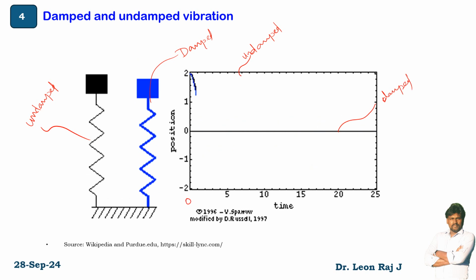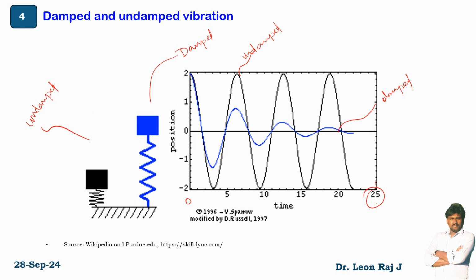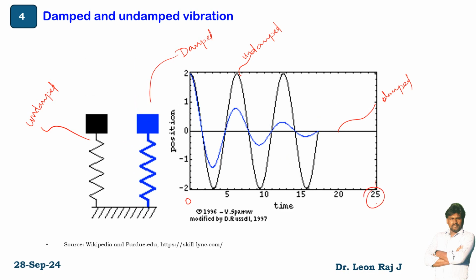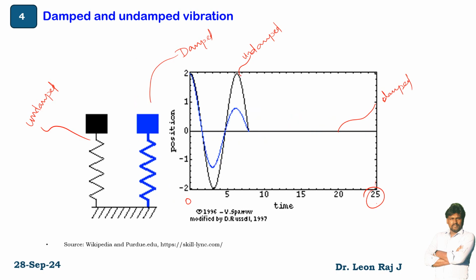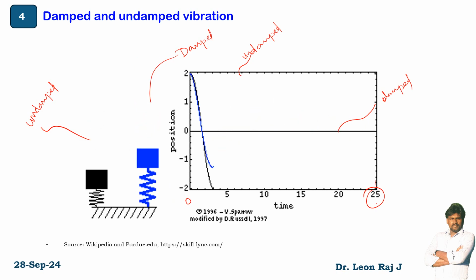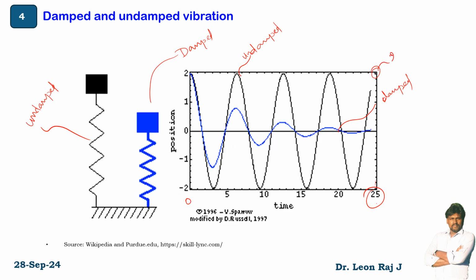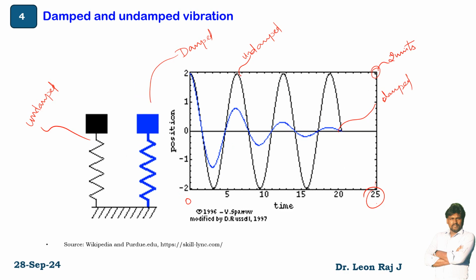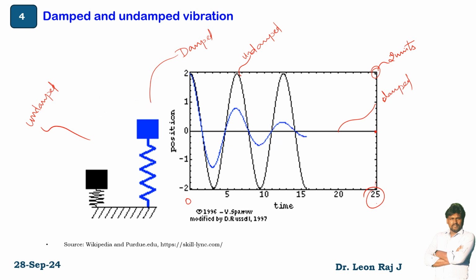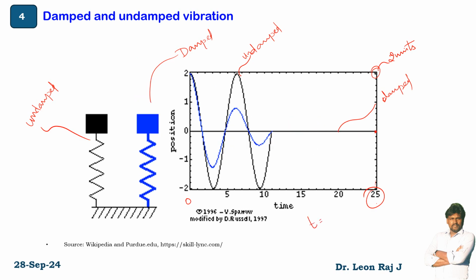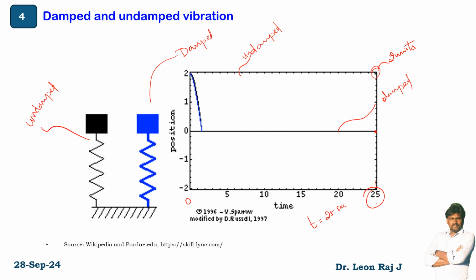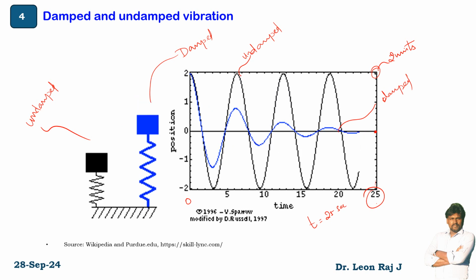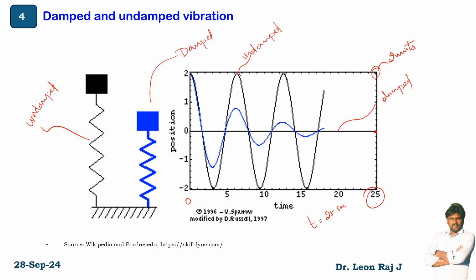So for a given time period 0 to 25 seconds, the undamped response at time 25 seconds is maximum, that is 2 units. At the same time, for the given time period t equal to 25 seconds, the damped system response tends to 0. So the reason is because of damping.